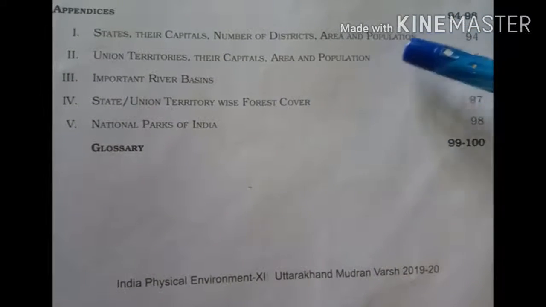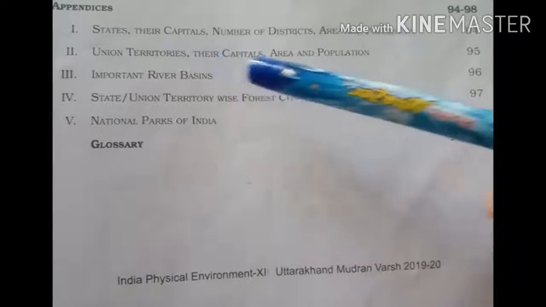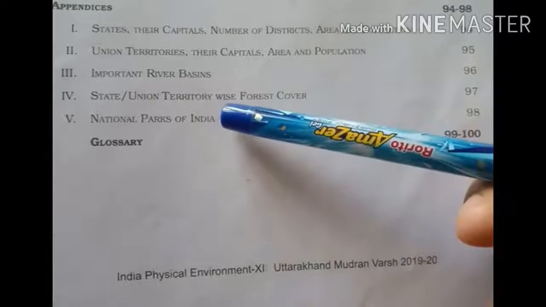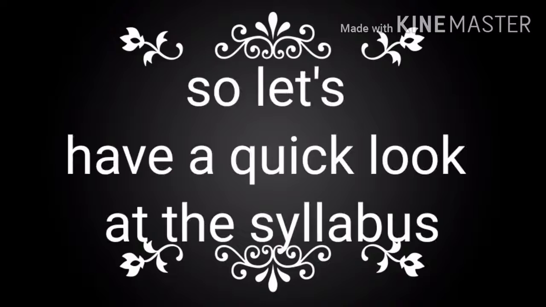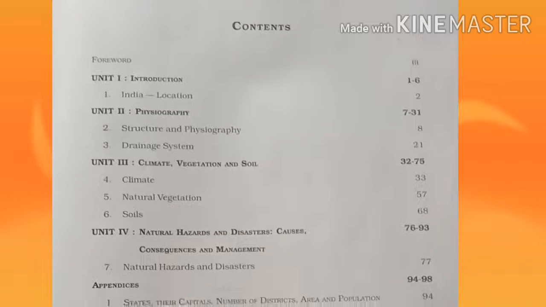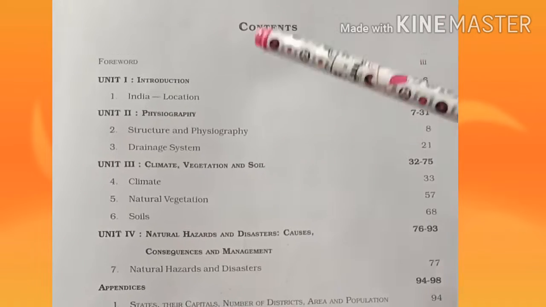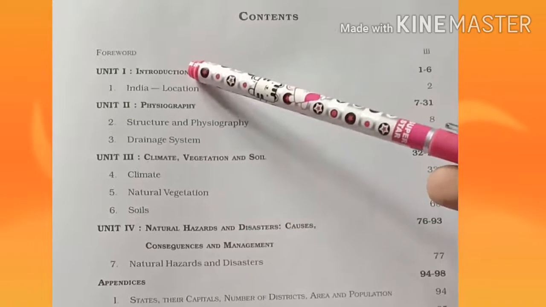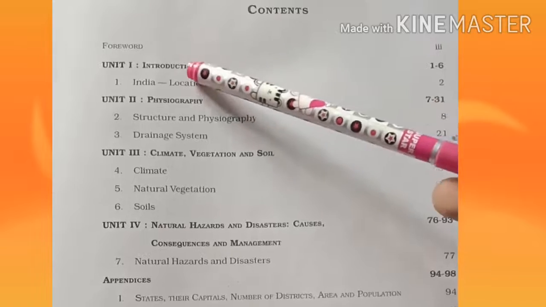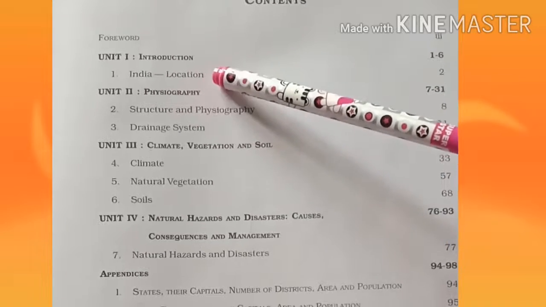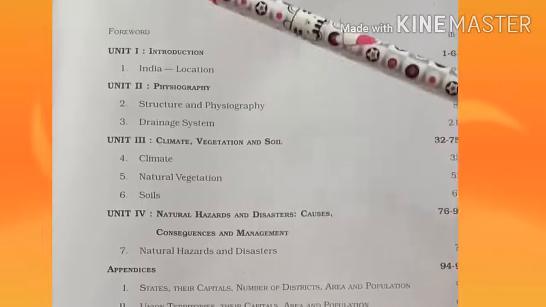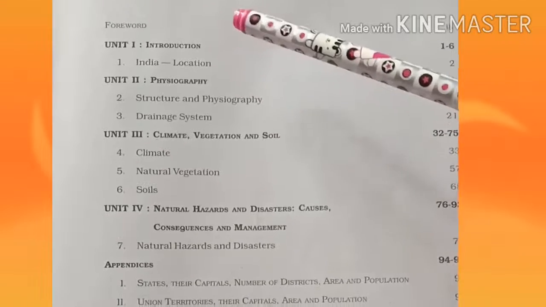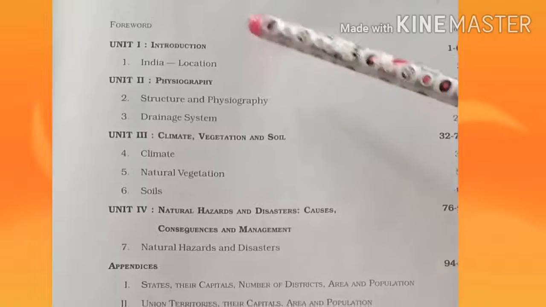You will be able to know about the major rivers of India, the major forests of India, and the major national parks of India. So let's have a quick look at the syllabus. Here I begin the syllabus of the first book, India Physical Environment. The first unit is related to the introduction of India and its location, in which we will study about the location, space relations and India's place in the world.